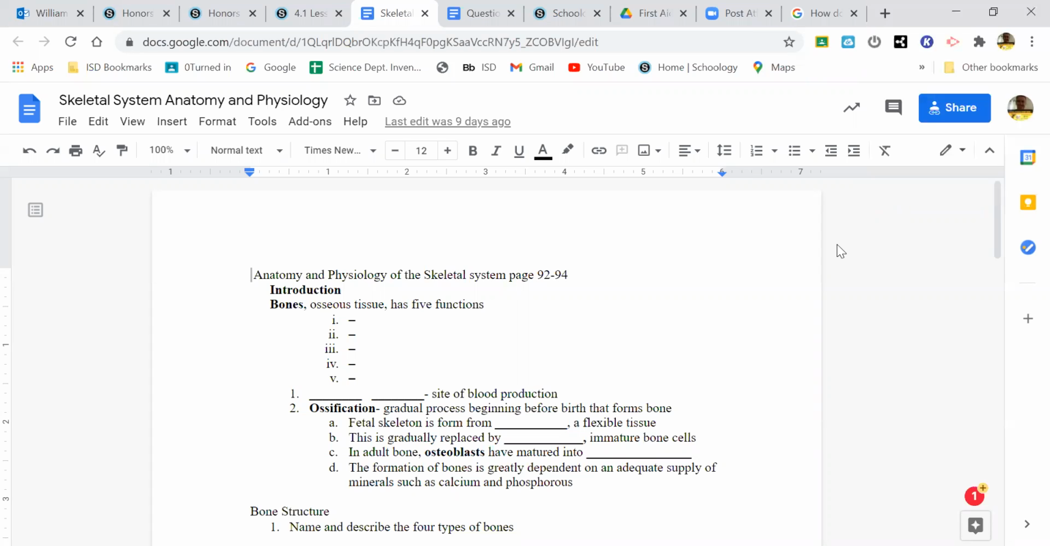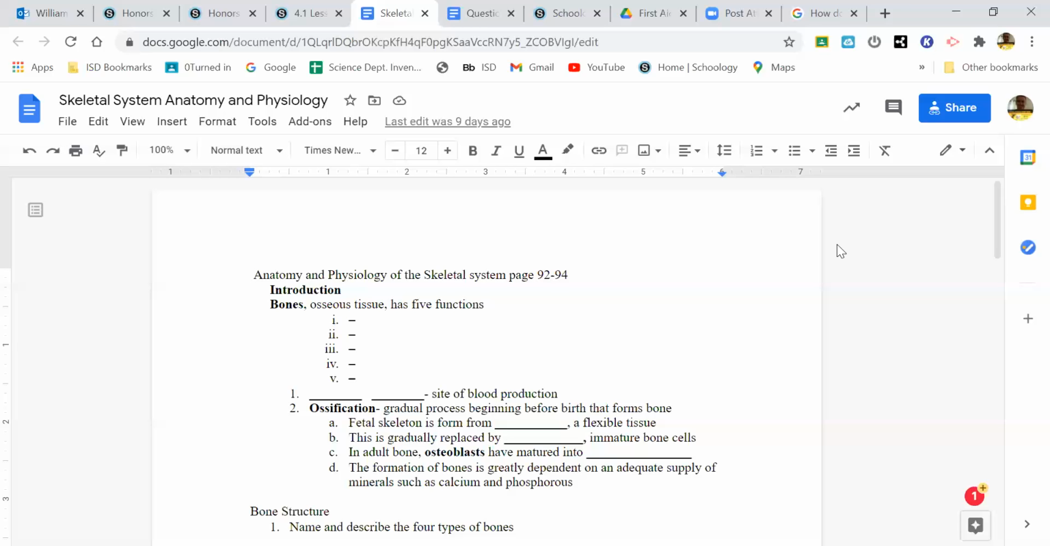Bone, osseous tissue, has 5 functions. 1, to protect vital organs and store minerals. 2, it is the site of blood cell production. 3, to allow for movement. 4, to provide frame.